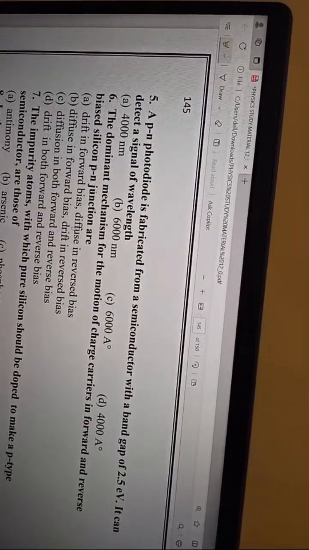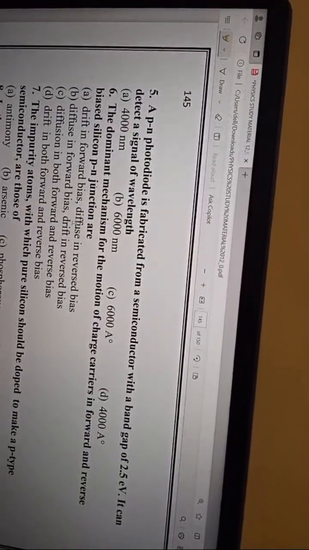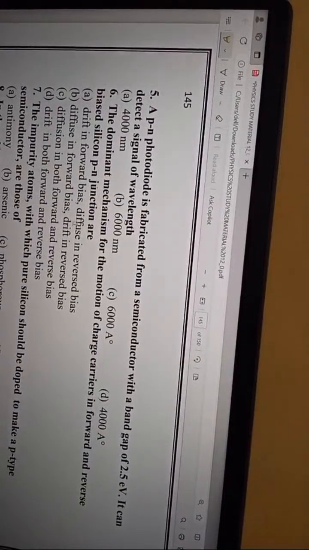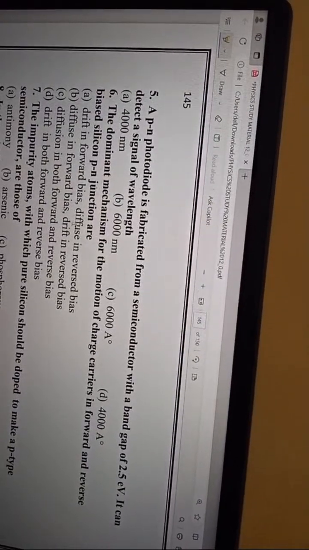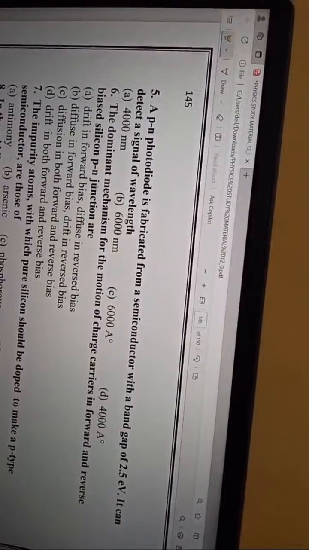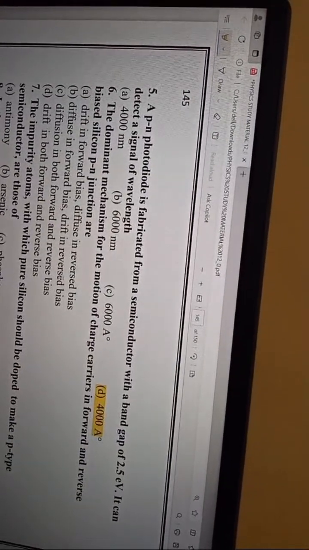A PN photodiode is fabricated from a semiconductor with a band gap of 2.5 electron volt. It can detect a signal of wavelength, and the correct answer is 4000 angstrom.